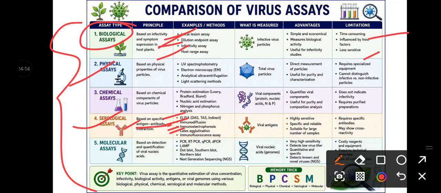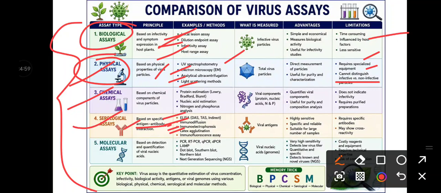Then about the physical assay. Physical assay is based on physical properties of the virus particles using spectrophotometry, electron microscopy, analytical ultracentrifugation, and light scattering methods. So the virus particle shape and size are estimated. The limitations are that it requires specialized equipment like transmission electron microscopy and ultracentrifugation, and it just assesses the shape and size. It cannot distinguish infective and non-infective particles. This is a major limitation of physical assay.